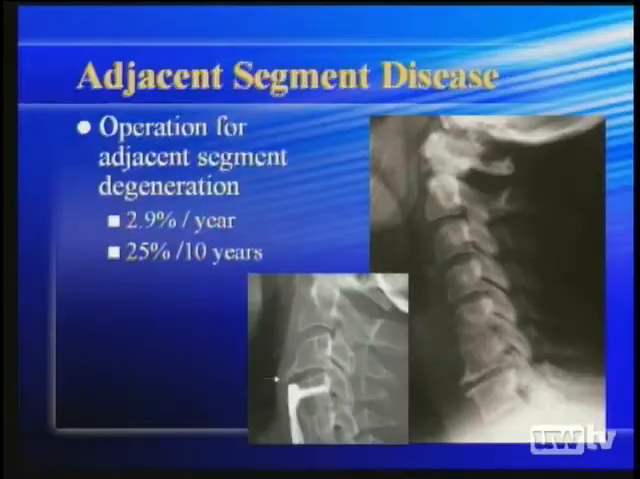Again, just like the lumbar spine, adjacent segment degeneration does occur in the cervical spine at a rate of about 2.9% a year or 25% over 10 years in an often quoted study. Again, this means if you have a successful fusion in your cervical spine, the chance of you needing an operation at a level above or below is roughly 25% over the next 10-year period.